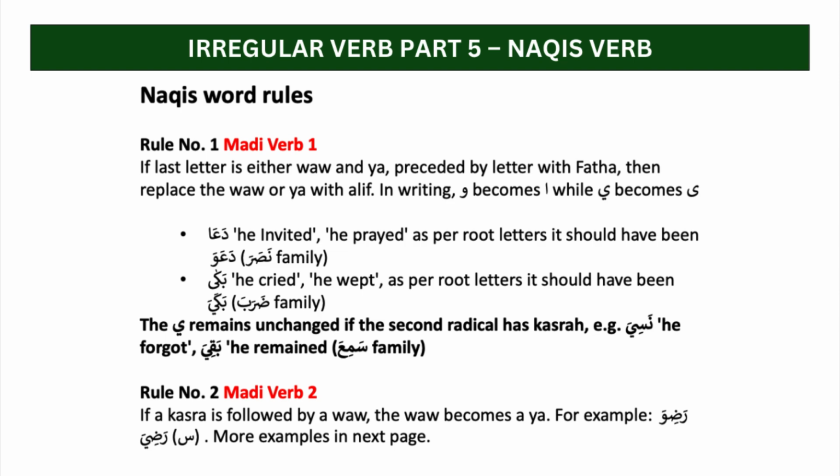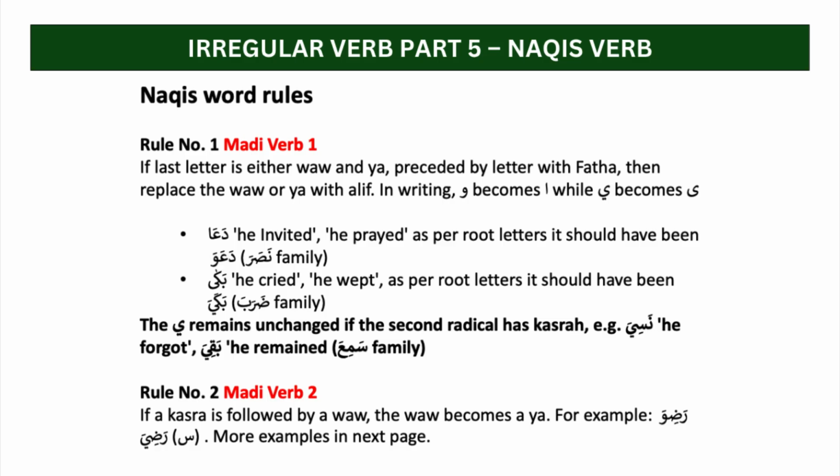First, we have rule number 1, Madi verb 1. This rule says, if the last letter is either waw or ya, and the letter before it has fatha, then that final waw or ya changes into alif. So the first thing to notice is that the weak letter is at the end, and the letter before it has fatha. That environment causes the ending to become lighter.